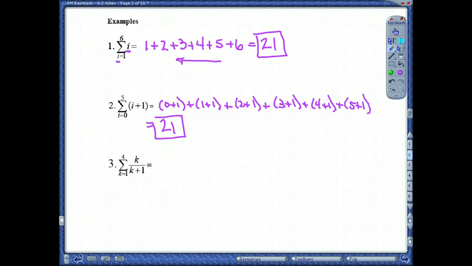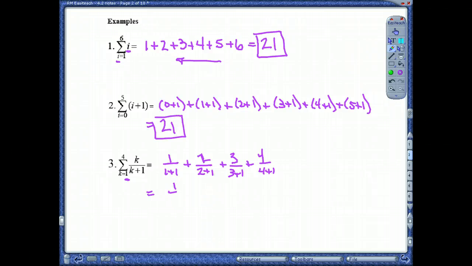Weird. Okay, on our last one, we're going to put 1 in for our counter, so 1 over 1 plus 1, and then 2 over 2 plus 1, and then 3 over 3 plus 1, 4 over 4 plus 1, and we stop. Okay, so make sure you're keeping track of where you start and where you stop, and then of course adding all those together.